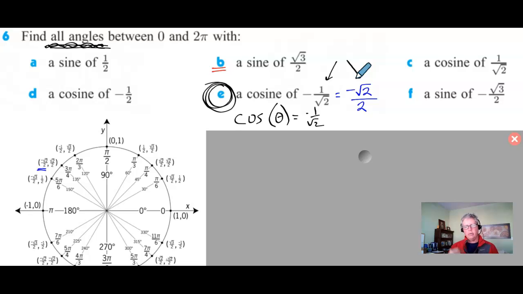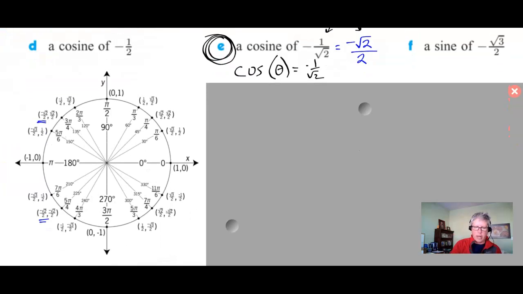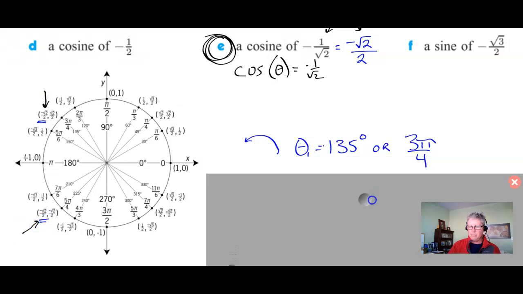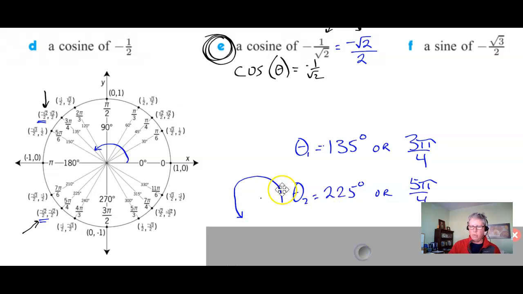So what I need to do is go to the unit circle and look for x coordinates that have a negative square root of 2 over 2. And I find it here, and I find it here. All right. So the first angle that I found is right there. And that's going to give me 135 degrees or 3 pi over 4. And the second one is if I go to there.